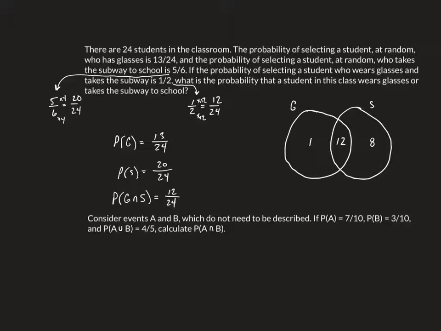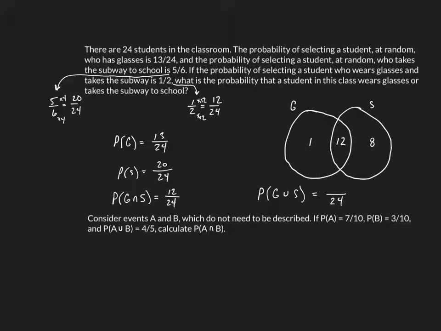So now I've set up my Venn diagram so that I can see that there are 20 students who ride the subway, which is what we figured out, and there are 13 students who wear glasses and 12 who do both. So now it's easy to see what the question was asking. The question wants us to find out the probability that a student wears glasses or takes the subway. And again, that's going to be out of 24 because there are 24 students in the class.